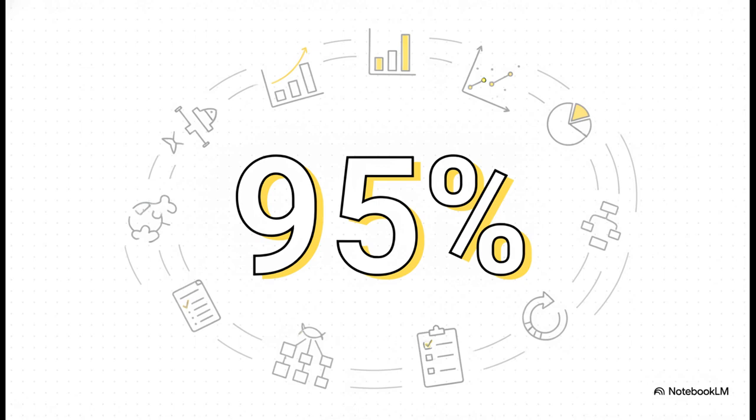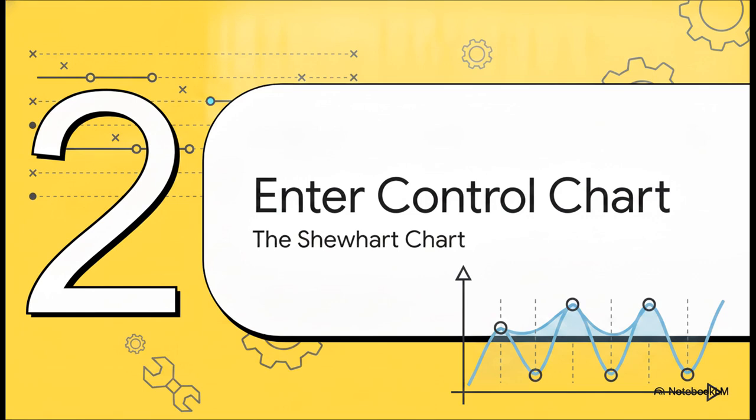Dr. Kaoru Ishikawa, who is a total legend in quality management, famously claimed that a whopping 95% of workplace problems could be solved using just 7 basic quality control tools. He truly believed that if these fundamental quantitative instruments were understood across an entire company, these massive, complex problems would honestly just dissolve. Which brings us to part 2.